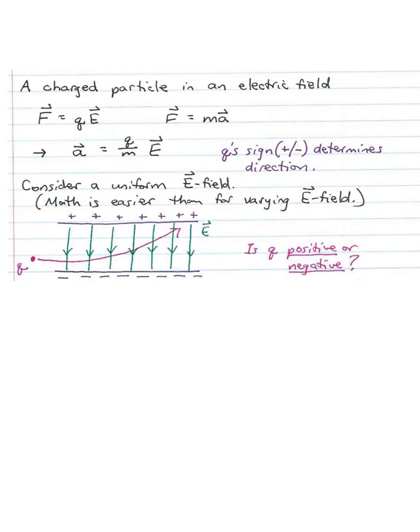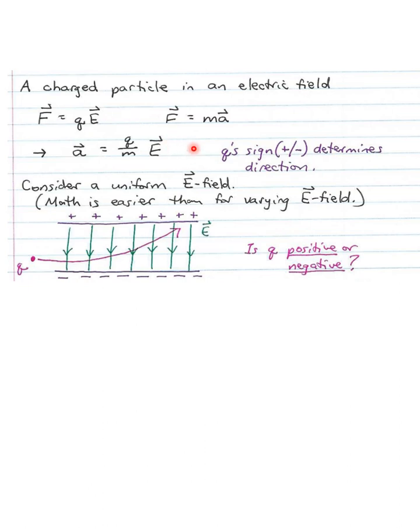You know that the force that a particle feels is equal to its charge times the electric field that it's in. You also know from Newtonian mechanics that the force exerted on an object is its mass times its acceleration. So let's put these two together. We'll say qE equals ma. The force equals the force, so qE equals ma. Solving for acceleration, we get acceleration is q over m times the electric field. And the sign on the charge, whether positive or negative, will determine its direction.